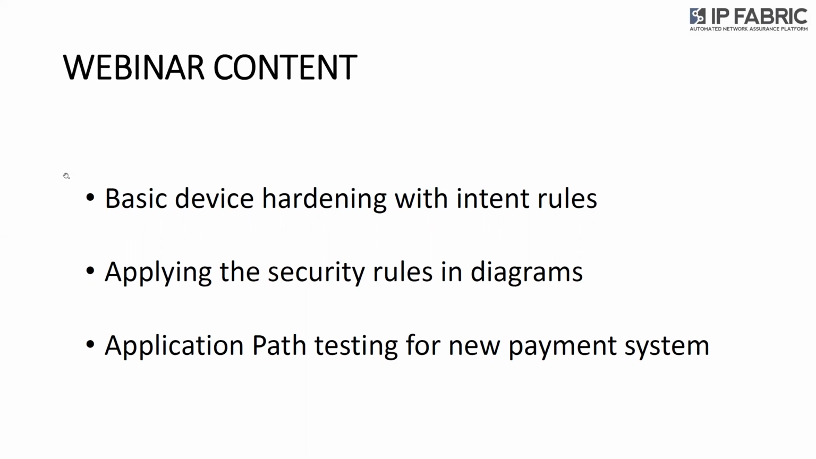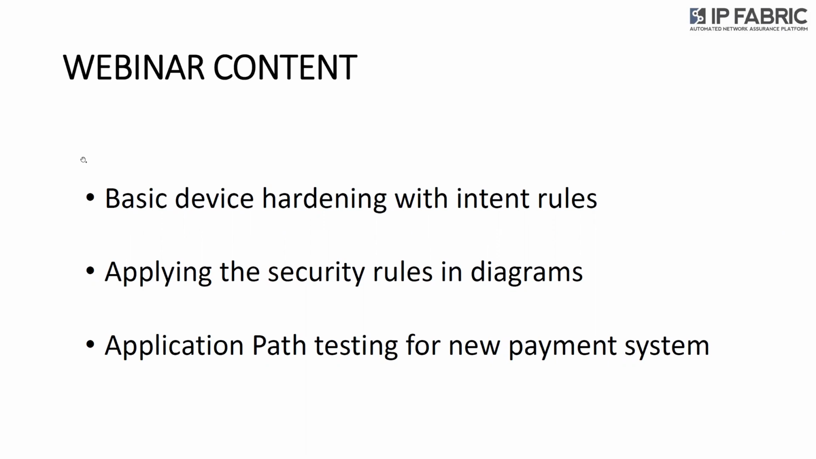First, we will have a look at our simple topology, which consists of a couple of LAN devices and a couple of routers, and we will be focusing on basic device hardening with our intent rules. I'm going to go into detail on that later on. Then we will take the rules and apply them in the diagram. So we see the flexibility of IP Fabric in that we can simply observe the diagrams and apply our intent rules, which are related to the device hardening rules that we will create.